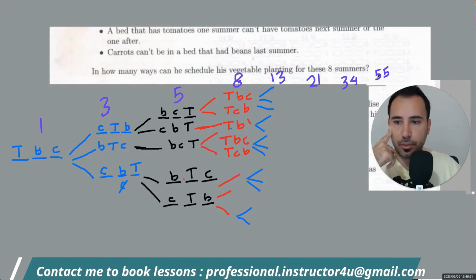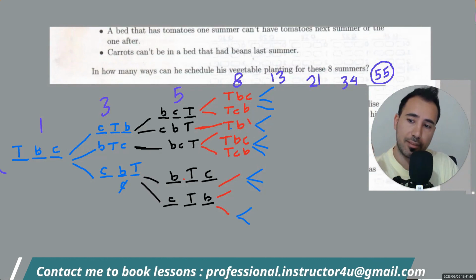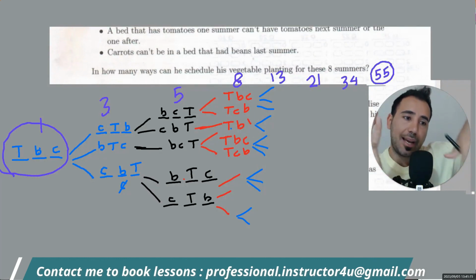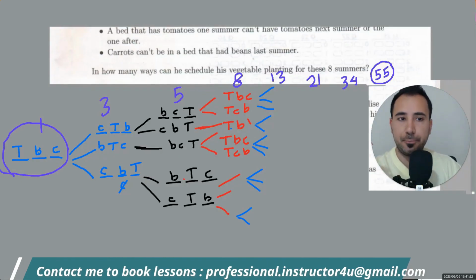It said 8 summers, right? So if we say this is the first summer, and we have all these ways, it's going to be 55 at the end. So 1, 2, 3, 4, 5, 6, 7, 8, yes. So after 8 years, if we start with TBC, for 8 years we have 55 ways of continuing this farming bed.